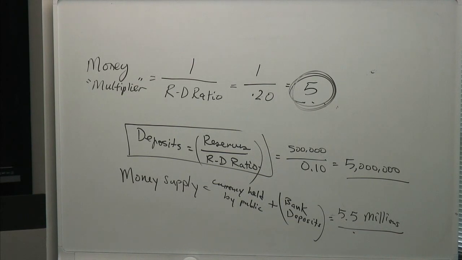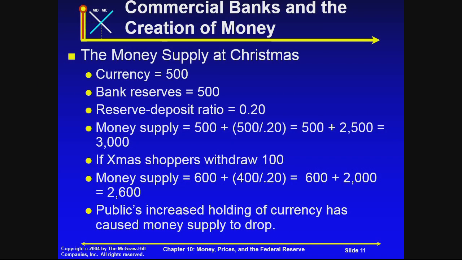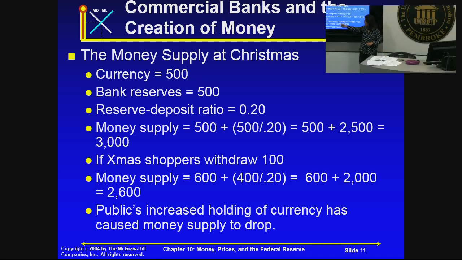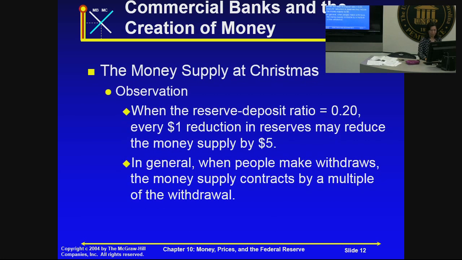The public increase holding, your action of withdrawing that $100 from the ATM machine, has caused the money supply in general to drop from 3,000 to 2,600. Let's see one more slide and then we're gonna come back and do this exercise very quickly.